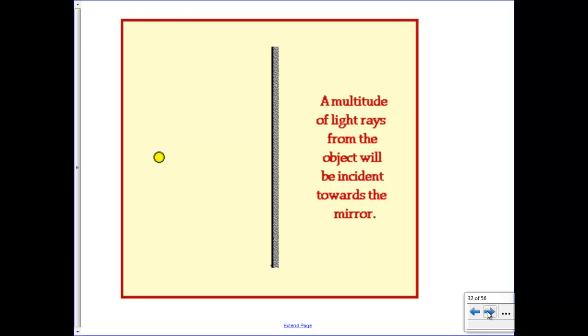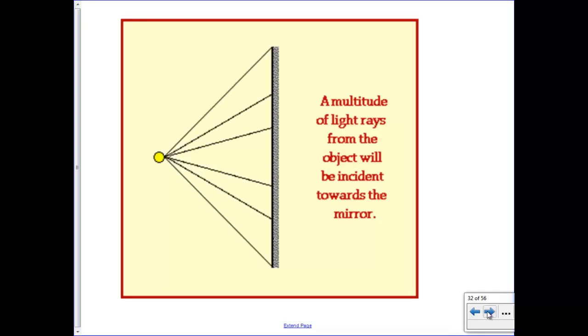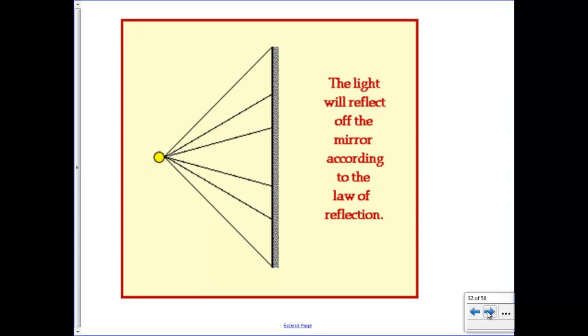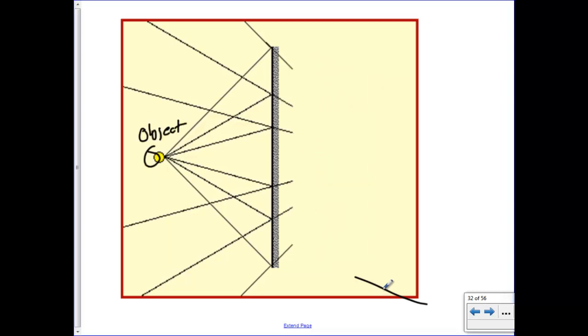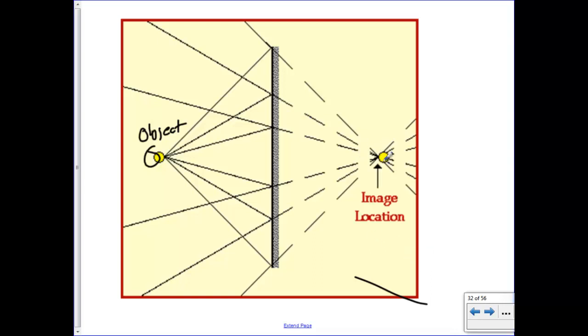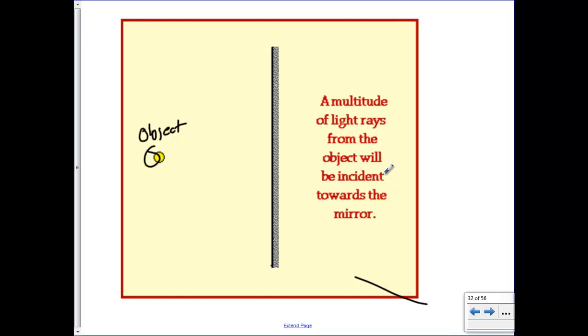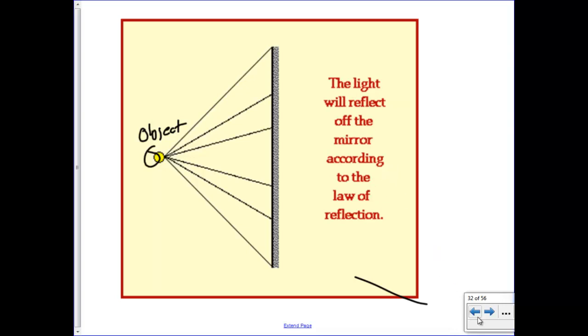The main thing I need to talk about here is two different terms. There's the image and there's the object. The actual object itself is this thing right here. But when I see it, I'm going to perceive it as though it's right here, as though it's behind the mirror, as though it's inside the mirror. That's what my brain is going to perceive it as. Does that make sense?